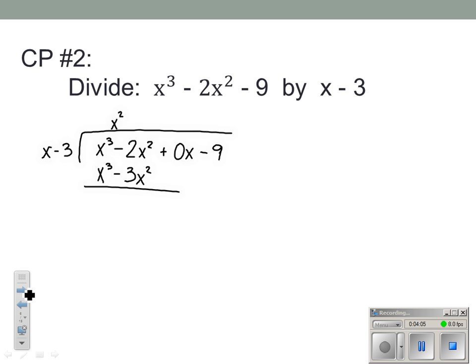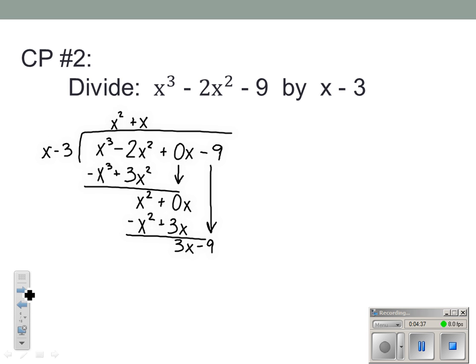Subtracting, I always kind of like to do this. If I knew I was going to subtract that bottom line, I went in through here and then I could just combine. I'm going to get x squared, or 1x squared. Then I can drop my next term. x goes into x squared, x times. And now I'm going to subtract. Subtract this one, subtract this one. Now I have positive 3x.